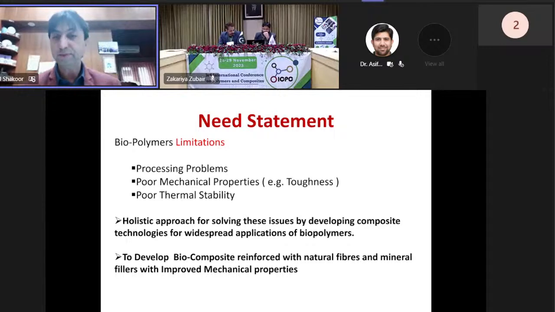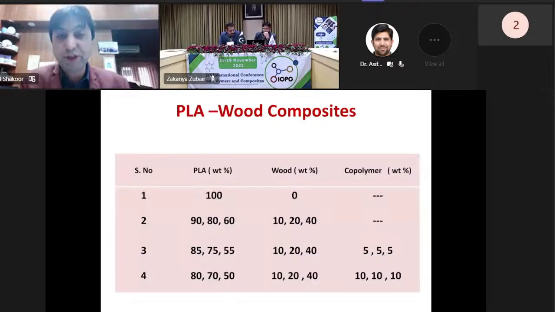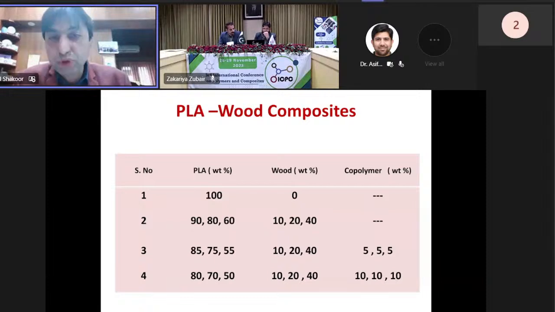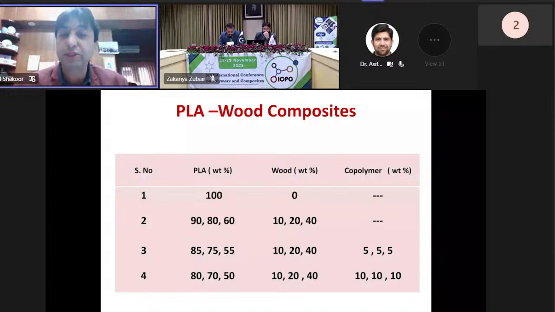One of the objectives was to develop biocomposites reinforced with natural fiber and mineral filler with improved mechanical properties. So we developed these composites with PLA, one of the major biopolymers used commercially. There are different grades of PLA; I am talking about the first grade, generation 1, which was an extremely brittle material at that time. We developed the wood composite along with a copolymer because of the heavy viscosity of the polymer, it wasn't able to penetrate the narrow channels of the wood. Because of that, the composite had a toughness issue. To solve that, we developed a copolymer targeting the viscosity of the PLA, and that was sorted out.